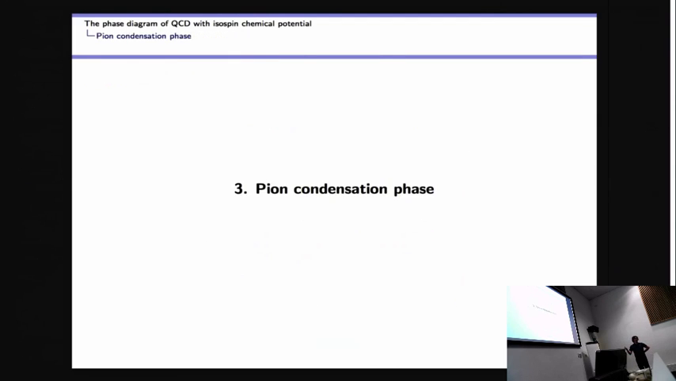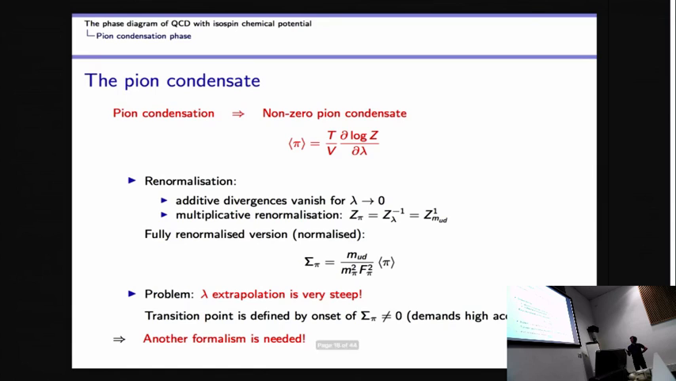Okay, so let me now come to our physics results, and let me go directly to this pion condensation phase and its boundary. So the onset of the pion condensation phase is signaled by obtaining a non-zero pion condensate, which is defined in this way. And I will from now on use this renormalized version. I will not talk about renormalization here though. And the problem for this quantity directly is that here the lambda extrapolation is particularly steep. Okay, this is really the most problematic quantity concerning these lambda extrapolations.